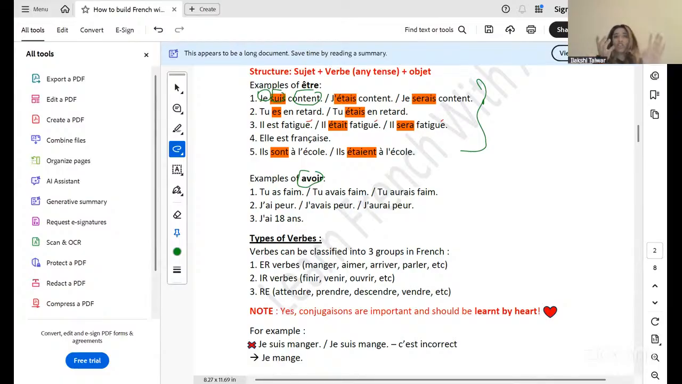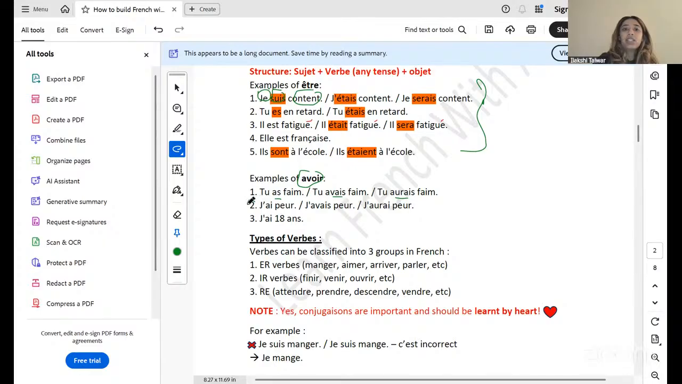Very good. Do we also know the difference? Yeah, I think you are hungry, you were hungry, and you would be hungry. Perfect. Lovely. You are hungry, which is present tense right now. Tu avais faim, that means you were hungry. Past continuous for you. Tu aurais faim would be you would be hungry, which is conditional tense for you.